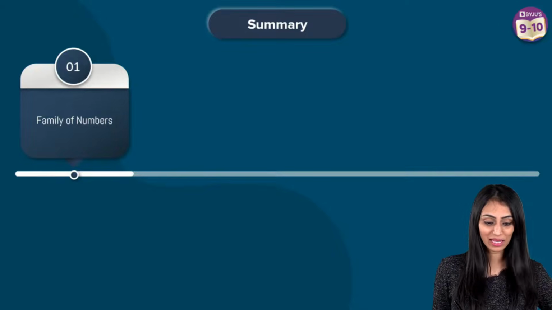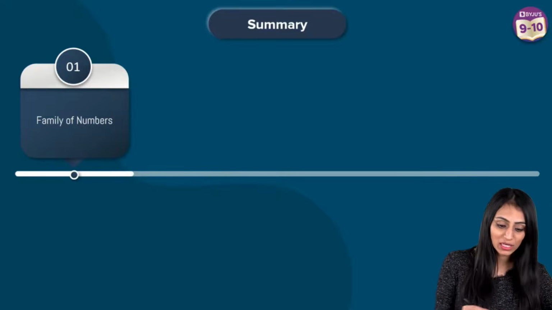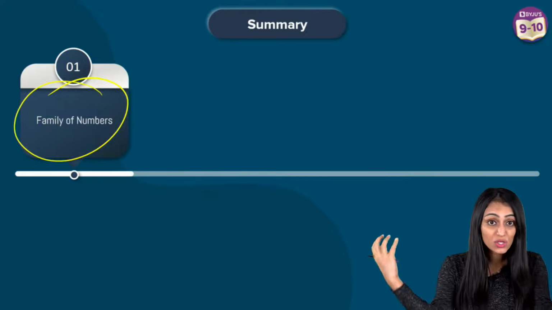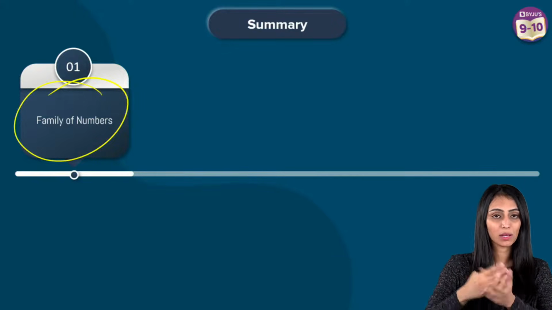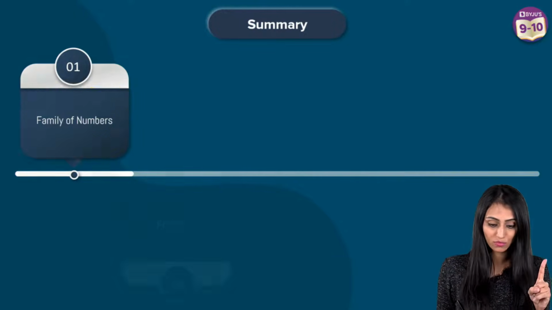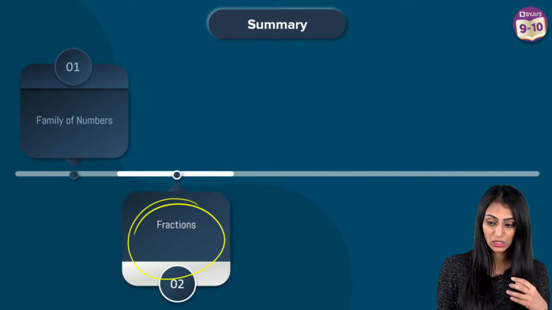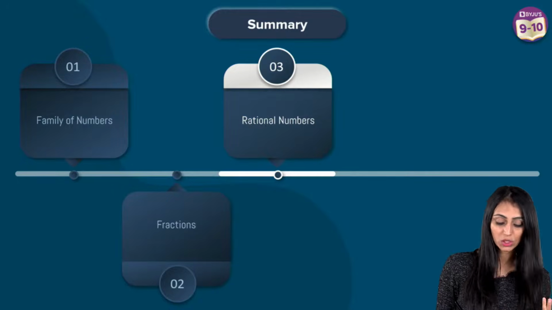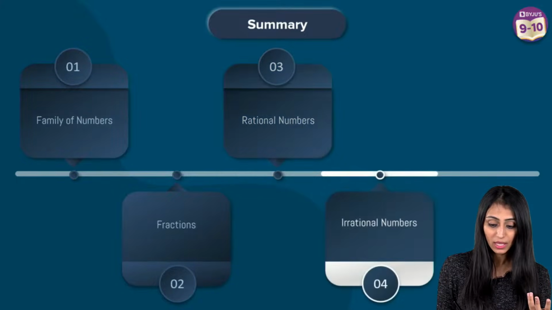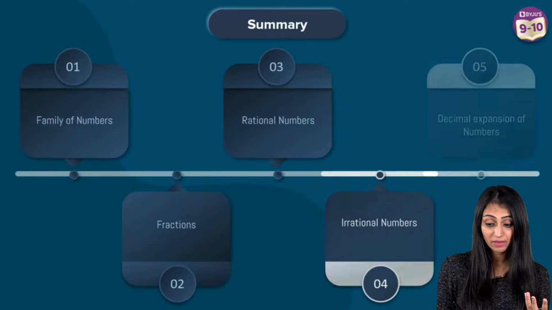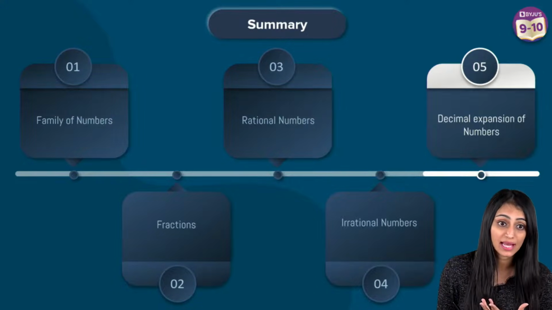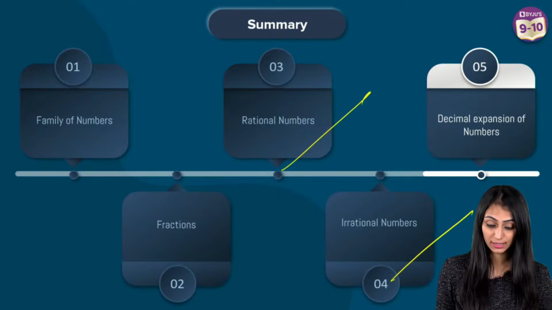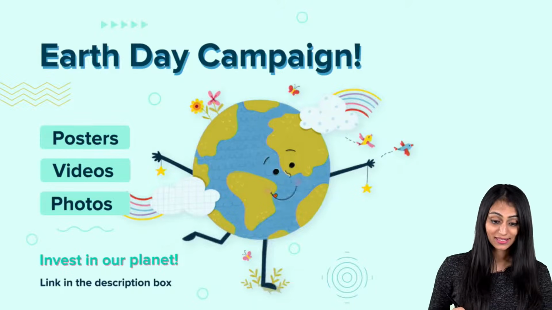So let's summarize what we have learned today. We talked about the family of numbers, where we discussed natural numbers, whole numbers, integers. We learned that in integers we have everything, right? Natural numbers, whole numbers and negative numbers, but no decimal numbers, no fractions. Then we talked about fractions. We learned another term as well, rational numbers, which include all the integers, right? Then we talked about irrational numbers, and we learned about the decimal expansions of numbers as well. Just by looking at the decimal expansion, we can tell whether the number is rational or irrational. All right, a very interesting thing.